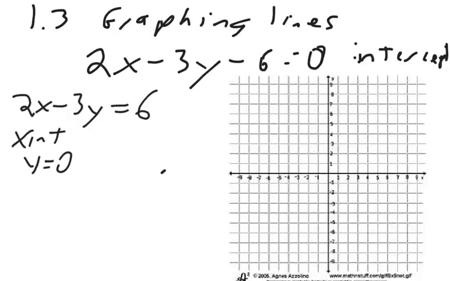And if y equals 0, then I'm left with 2x equals 6. Solve for x, and we get x equals 3. So there's (3, 0).